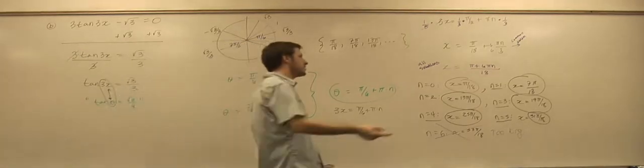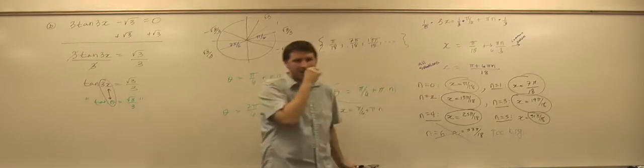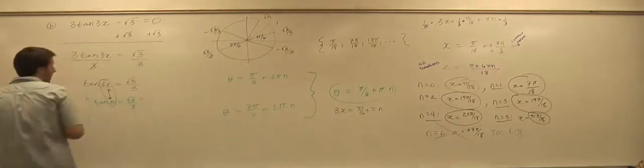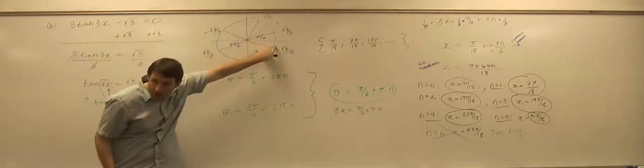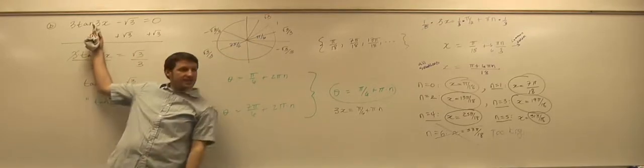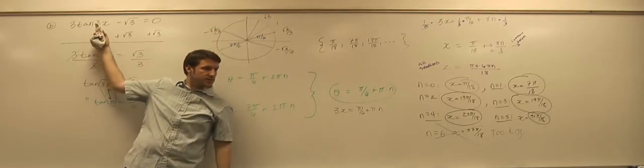Does it surprise you that there's 6 solutions? No. Because originally there was 2, but it was a 3x here, so we know there's going to be 3 times 2, which is 6 solutions.